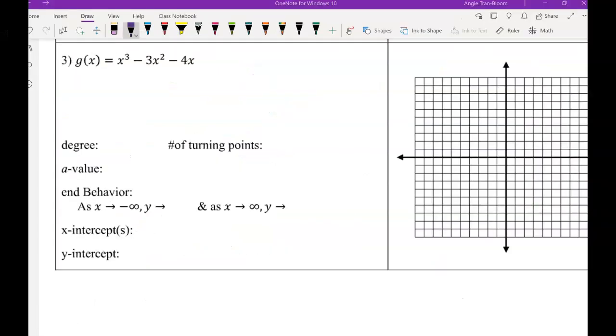Example 3 states g of x equals x to the third minus 3x squared minus 4x. Now we do know the degree here because it's not in factor form. When it is not in factor form, we can just look at the term with the largest exponent. In this case, it is 3. That means we have at most, students, 2 turning points. Since there is nothing in the front, the a value is always 1.